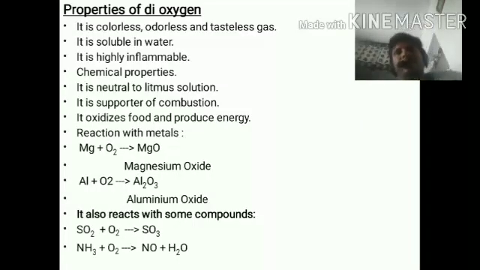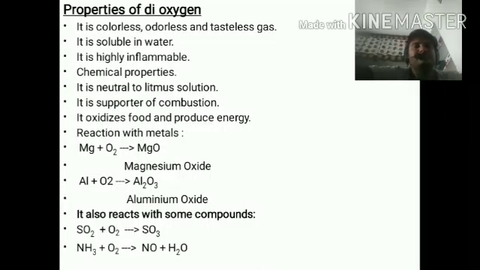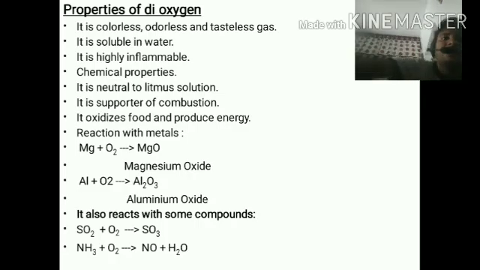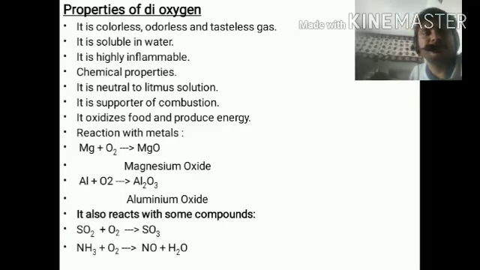Now another property of oxygen. What is the most important property of oxygen? Just look at that. I think you know the property of oxygen because it is our vital gas. We need it for the survival of life.